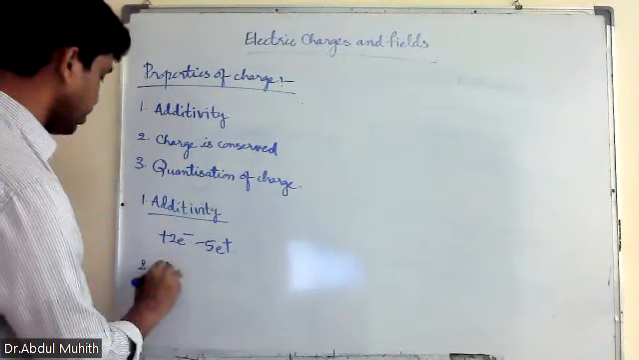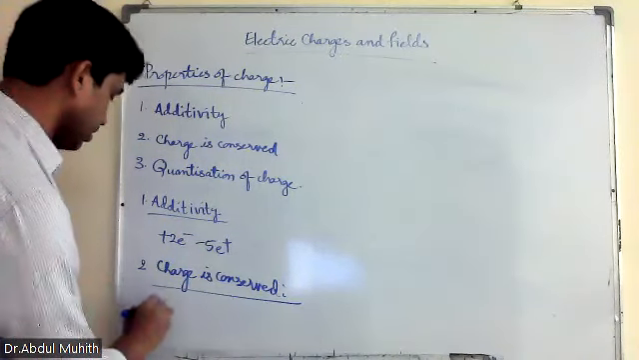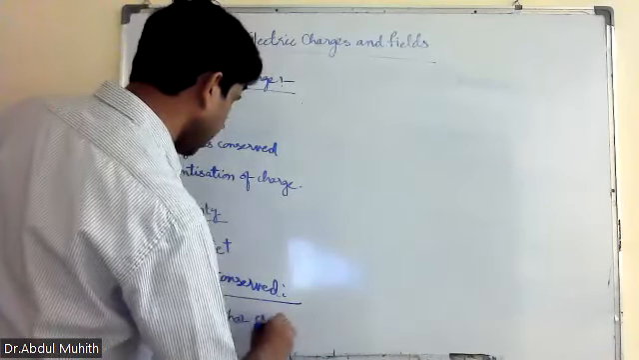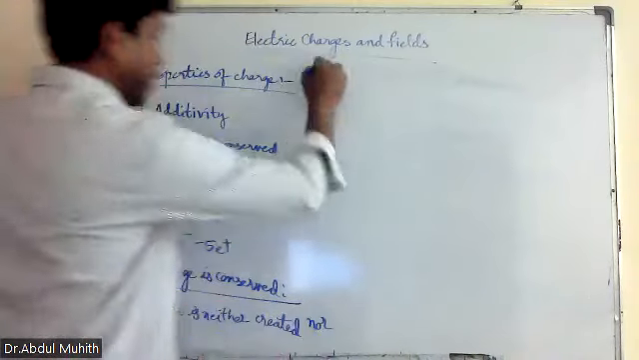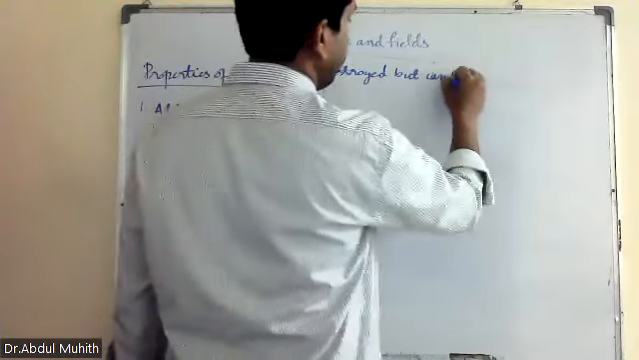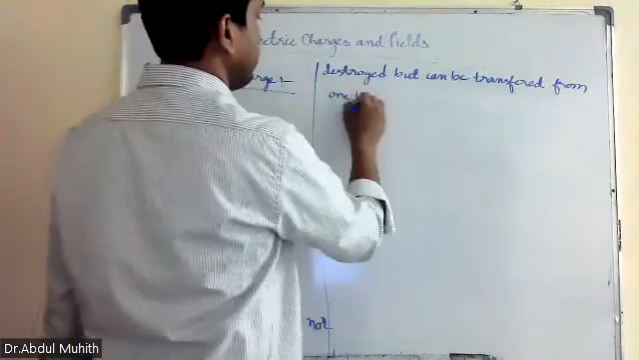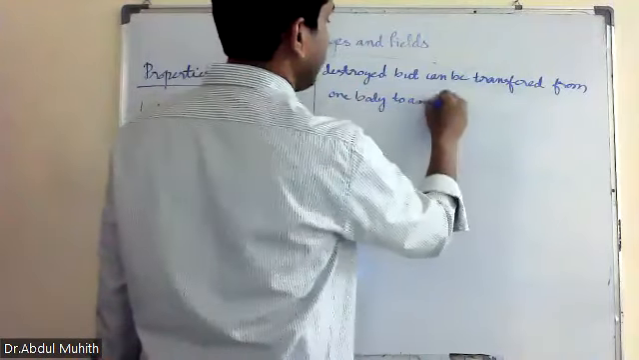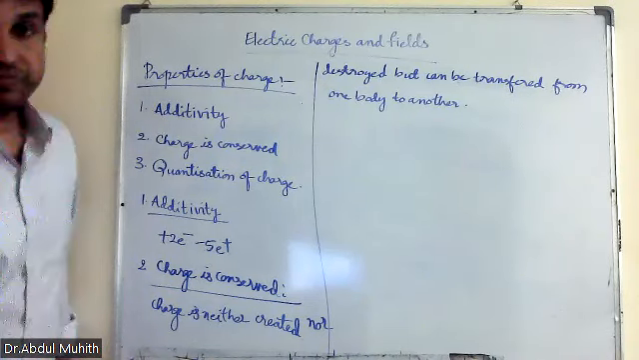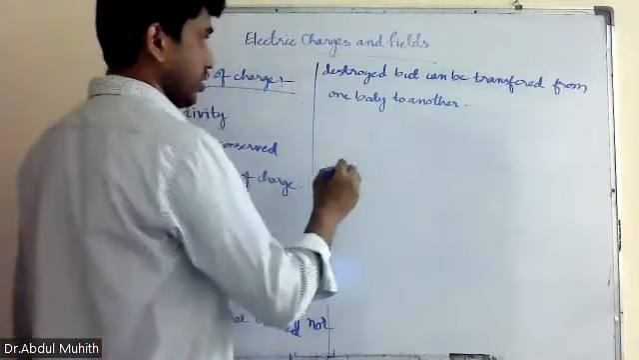The second one is conservation of charge. Charge can neither be created nor destroyed, but can be transferred from one body to another. That is said to be conservation of charge. It means charge is transferred from one body to another.